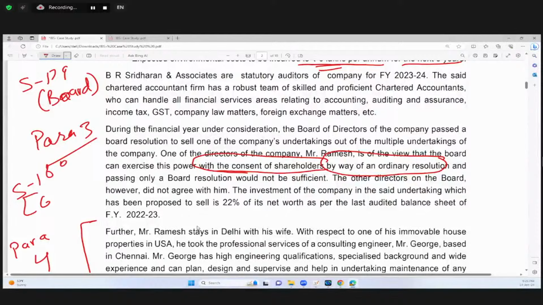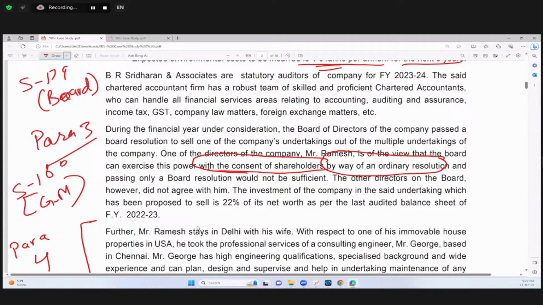If we look at what powers there are in 179, in detail, that is covered in your chapter 3. If we go into detail, in Section 179 there are certain powers which only the board of directors can exercise. For that they have to pass only a board resolution, no ordinary resolution, no special resolution. Whose resolution is needed? A board resolution. For board meetings there are separate provisions: in a full financial year, 4 board meetings have to be conducted. These are the quorum related provisions also.